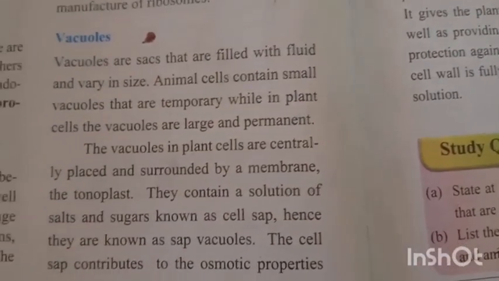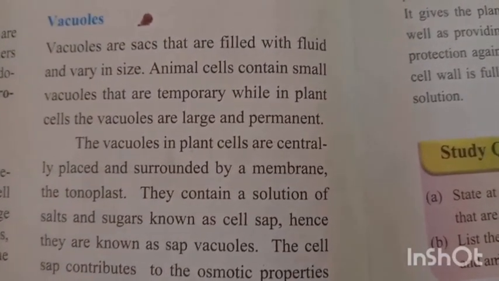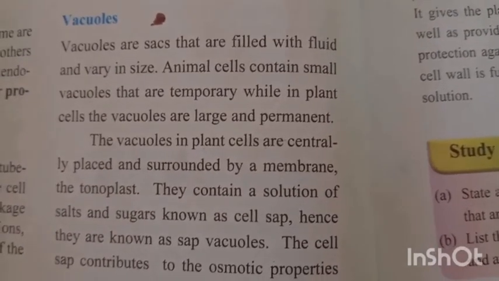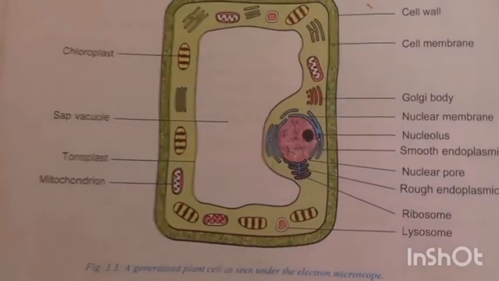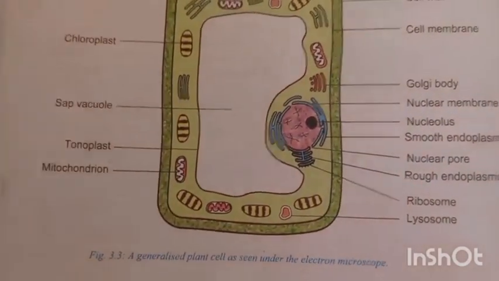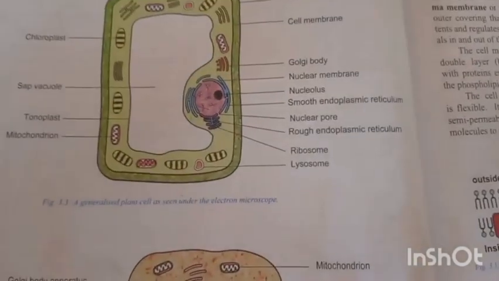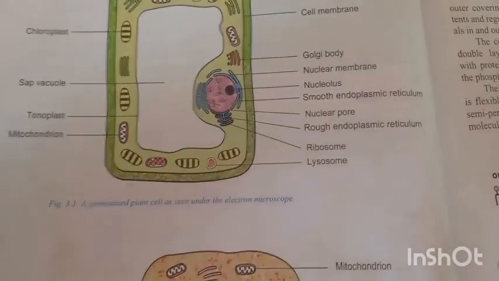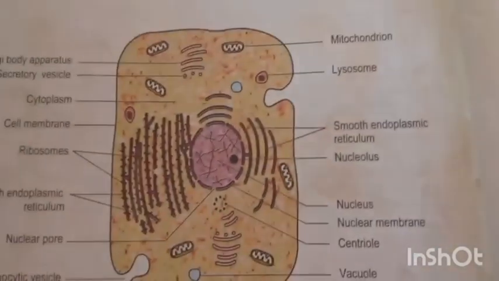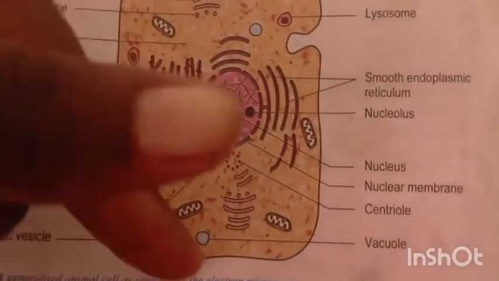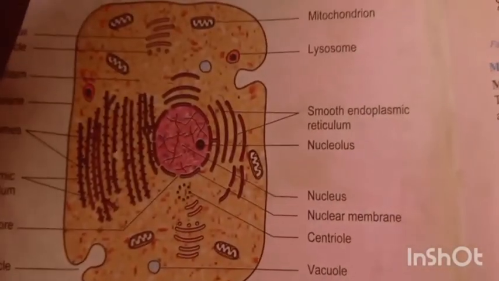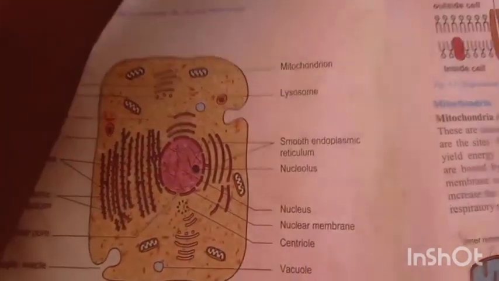Vacuoles are of two types. Some of them are temporary vacuoles, others are permanent vacuoles. A plant cell, for example, has a big vacuole at the center. This is a permanent vacuole, known as the sap vacuole. It is made of dissolved substances inside, it is large, and it is surrounded by a membrane called the tonoplast. On the other hand, an animal cell has a small vacuole like this one, a small contractile or temporary vacuole that empties substances from the cell.